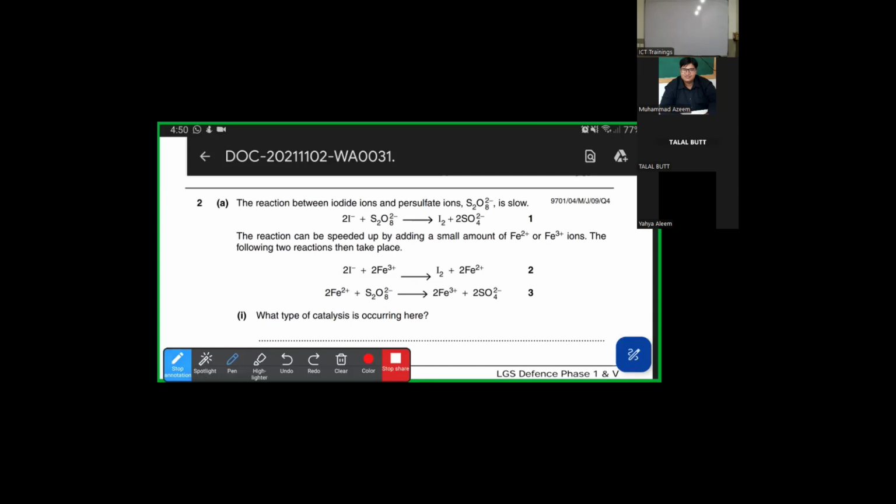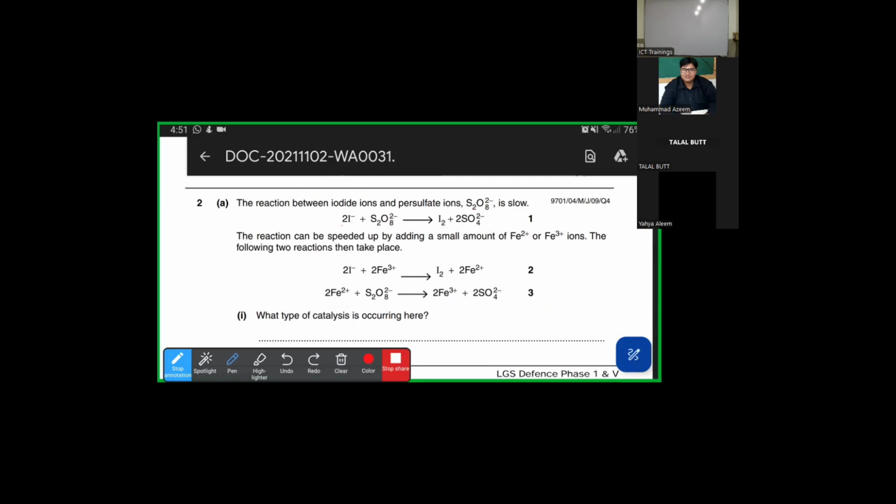Now what we are going to do, this is the question. Okay, sometimes they would ask you to write down the catalysis. Okay, so if you see, this is the main equation. So Fe plus 3 is acting as a catalyst, or Fe plus 2 is acting as a catalyst. You can take any one of these. Okay, so let me tell you a method how you could do it.